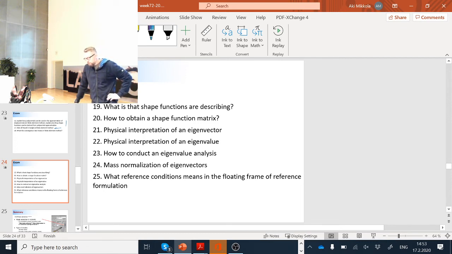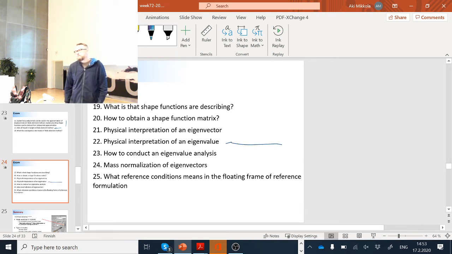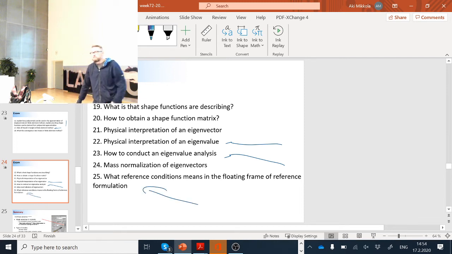How to obtain the shape function matrix? Physical interpretation of eigenvector: it is the way the structure can deform, and it is related to the vibration mode. Physical interpretation of eigenvalue: the natural frequency of the structure. That's the story in short. How to conduct an eigenvalue analysis, that was explained. Mass normalization of eigenvector, that was the scaling thing we discussed shortly. What does reference condition mean in the floating frame of reference formulation? That means how you set the boundary conditions when you are computing these assumed deformation modes.